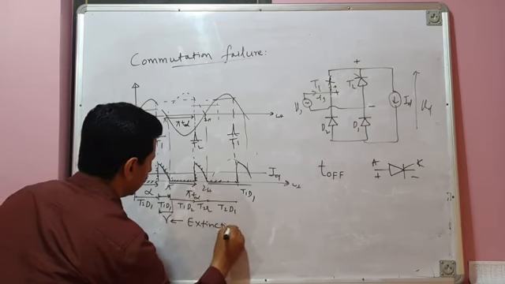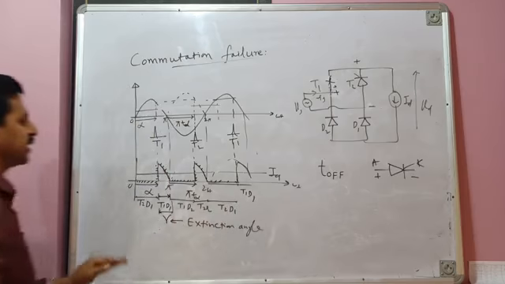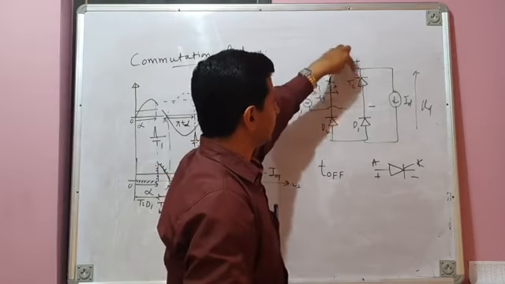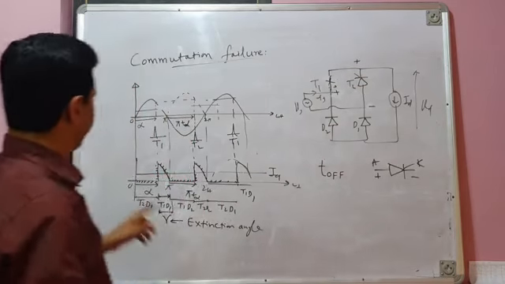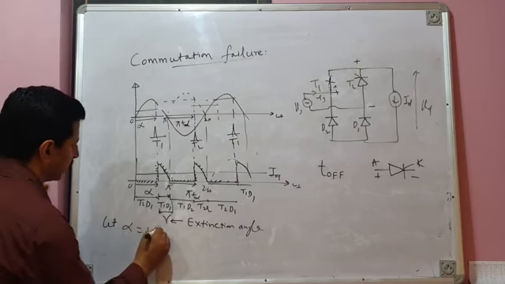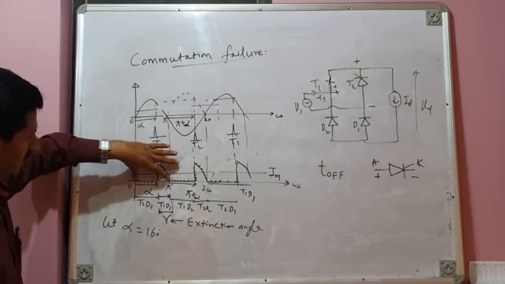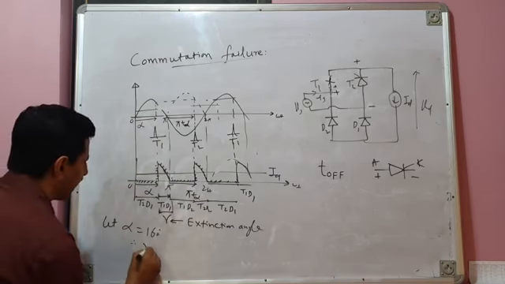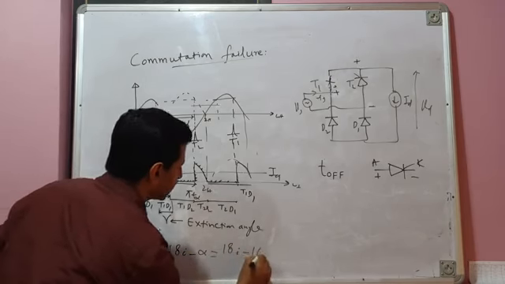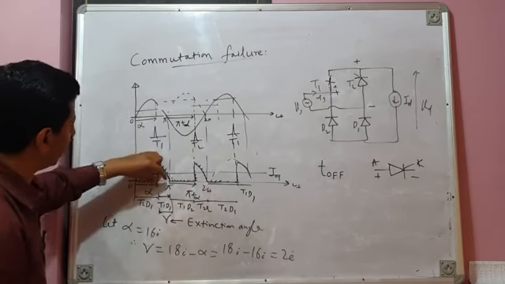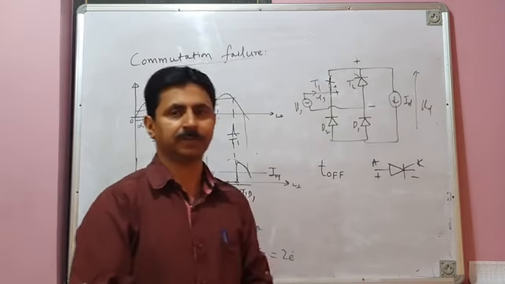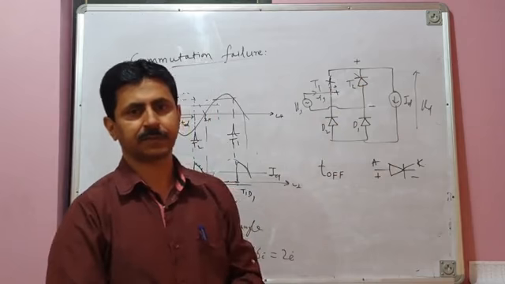Extinction angle means that for this period of time when T1 is conducting, reverse bias gets applied across thyristor T2. Let us assume here alpha was equal to 160 degrees. What is the total of this half cycle? This is 180 degrees. Therefore, gamma is 180 degrees minus alpha, that is 180 degrees minus 160 degrees, that is 20 degrees. So for 20 degrees, thyristor T2 is reverse biased because of conduction of T1.